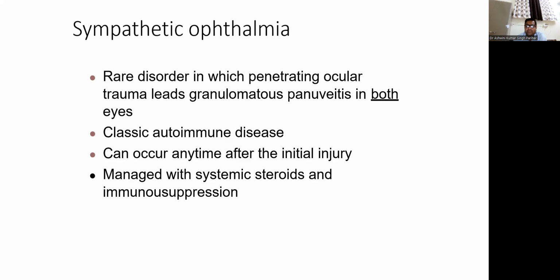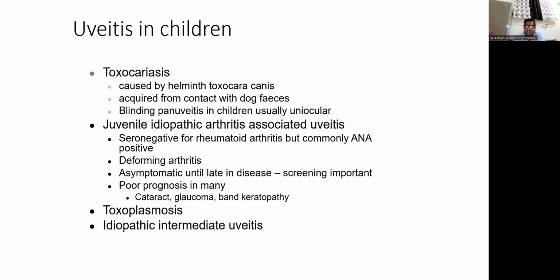Coming to sympathetic ophthalmia, which usually occurs in the normal eye after any traumatic injury to the affected eye, and that can occur at any time from day 10 to 6 months. So the patient should be kept under observation and should be managed as early as possible, on an urgent basis, to avoid possible complications of the disease in the other eye, and can be managed with steroids as well as immunosuppression.